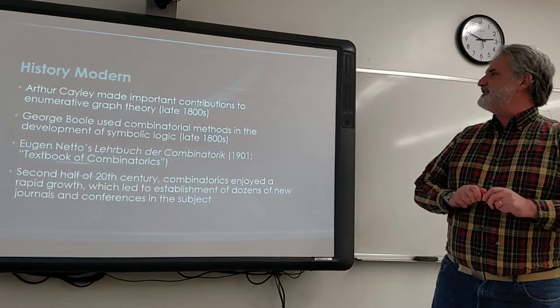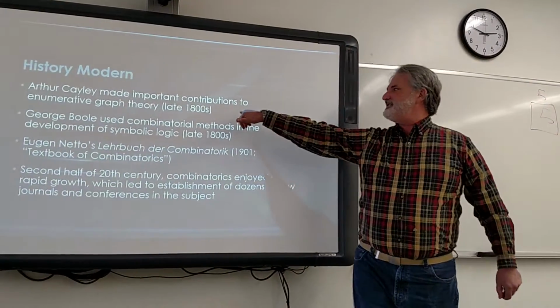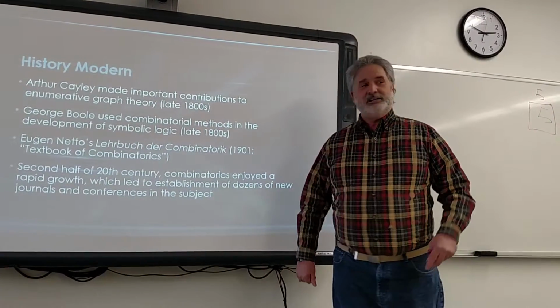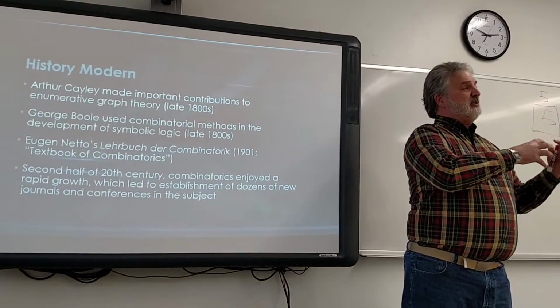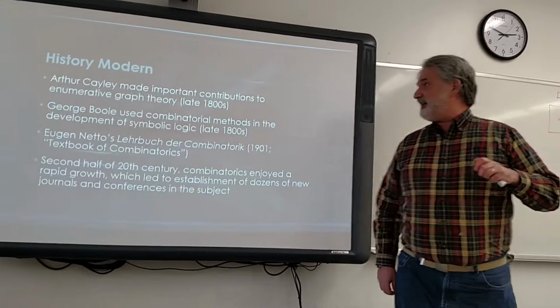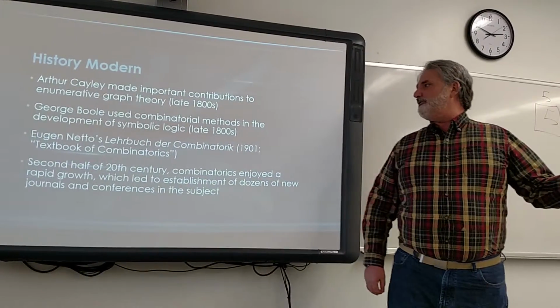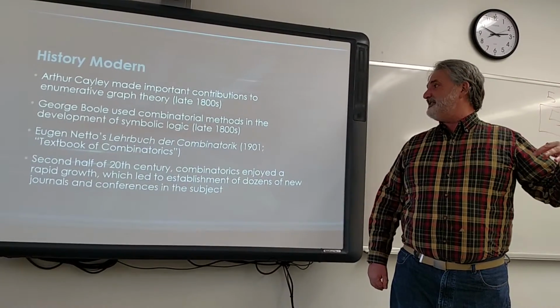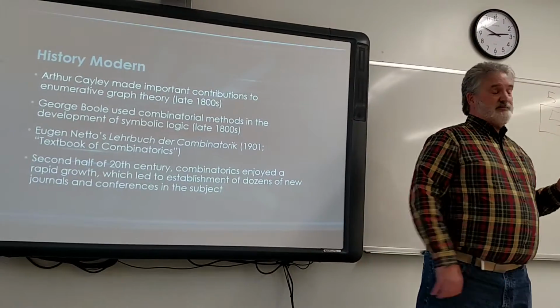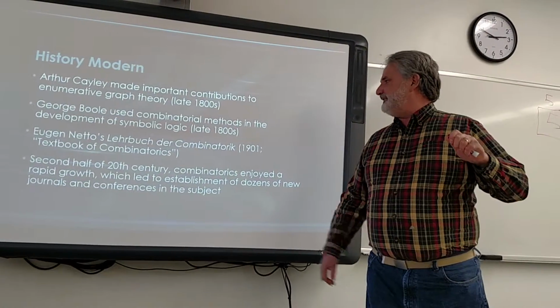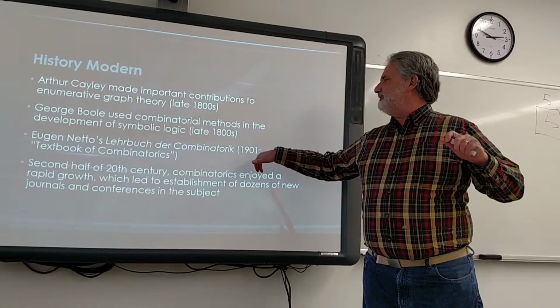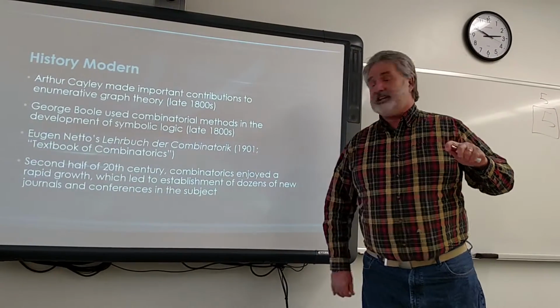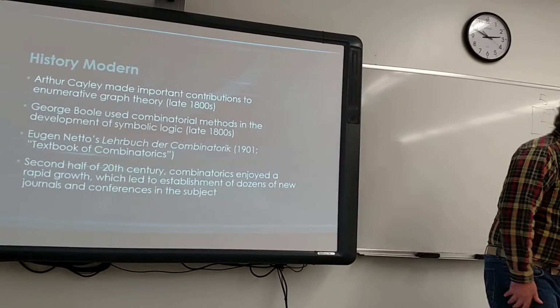In modern history, we just mentioned this guy. He was the first guy to come up with numbered graph theory, where he numbered the different types of graphs. Boole, who we all know from symbolic logic, he used it in some of his symbolic logic stuff. And in 1901 was the first time a textbook on combinatorics was written.